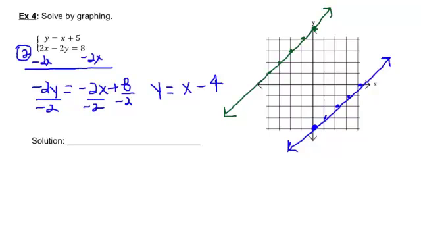Now notice that these are parallel lines, so that means that they are never going to intersect, so there are no solutions.